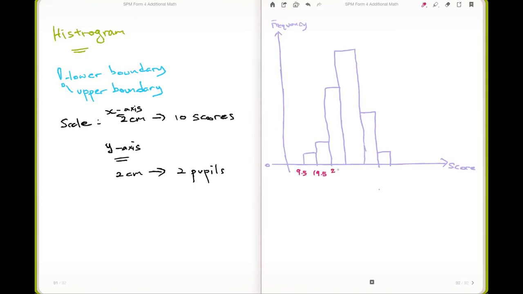Eventually, we proceed to 29.5, 39.5. Don't have space, run out of space for the 9.5. This problem wouldn't happen in your graph paper. If you have graph paper, 59.5 and 69.5. Okay?